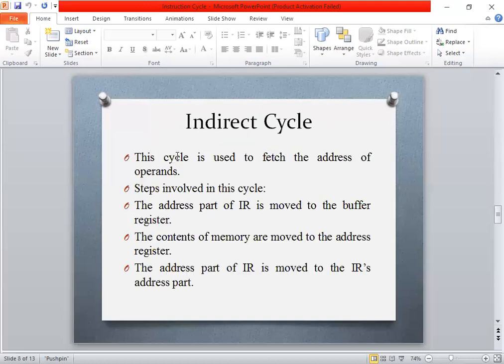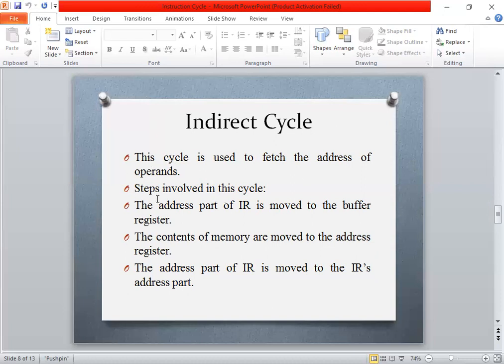Second is the indirect cycle. In this indirect cycle, the processor fetches the memory address of the operands for the execution of the instruction. If the memory address of the operand is not fetched, no execution of the instruction will be performed. So the memory address of operands is very necessary for the execution of an instruction. This cycle is used to fetch the address of operands.